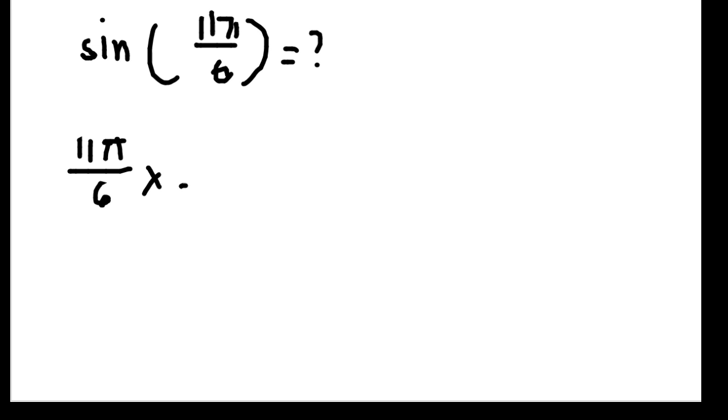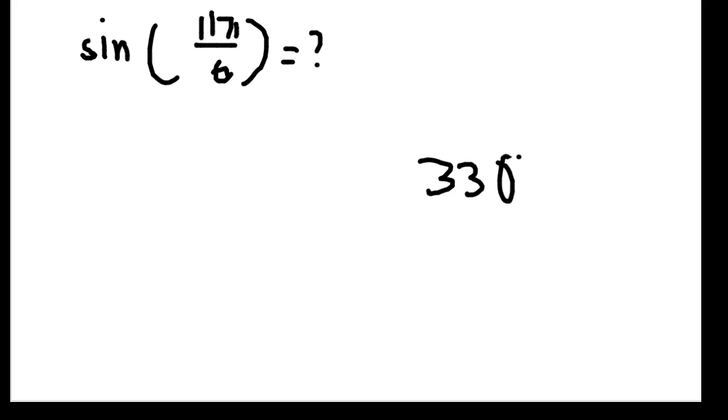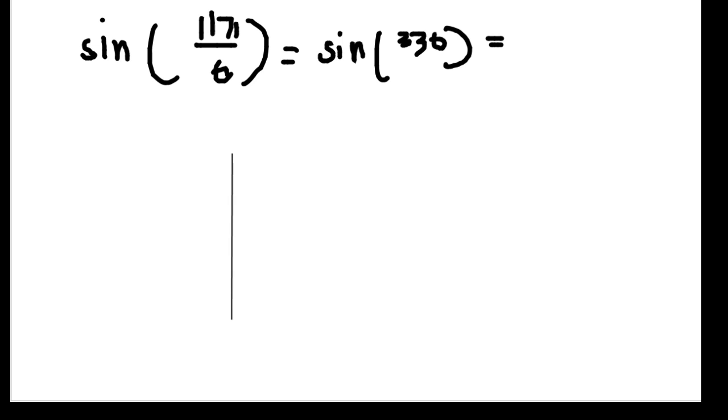We all know how to transform radians into degrees. Just do this so we can cancel the pi's. 180 divided by 6 is 30 degrees, and then times 11 natin. So 30 times 11 is 330 degrees. So this sine of 11 pi over 6 is the same as sine 330 degrees. So let's just write it here. Hindi pa rin yan yung answer natin. We're going to use the unit circle to evaluate this without using our calculator.